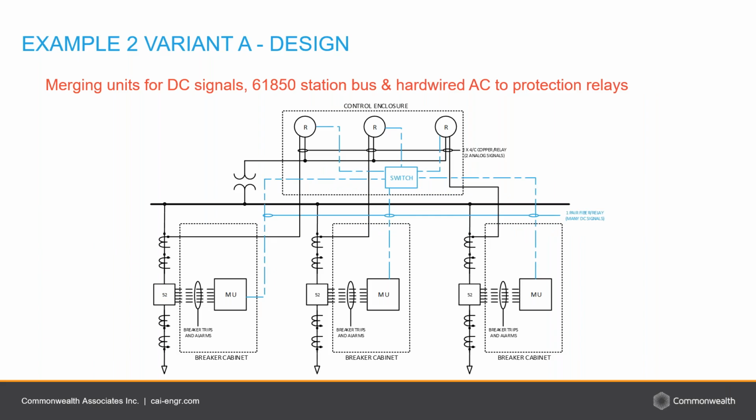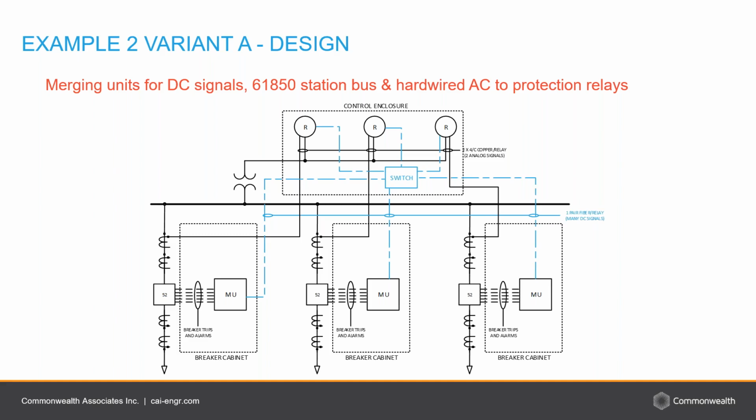All right, let's move on to example 2. So in example 2, like I said, we're removing all of those hardwired communication points or hardwired signals in the control enclosure. So you will see that those have gone away. This uses merging units for the DC signals, 61850 station bus, and hardwired AC to the protection relays.